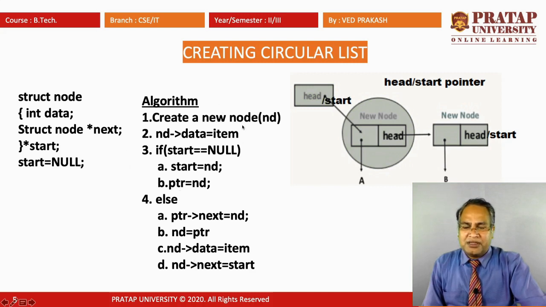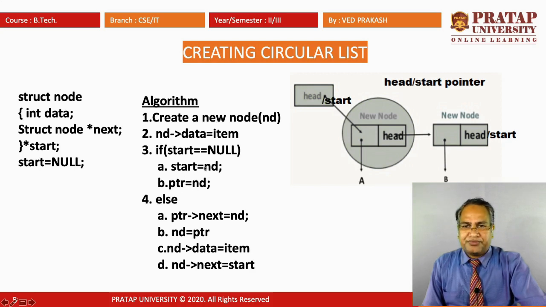Now, we learn the algorithm for creating a circular linked list. First, we have to create a new node that is denoted by the pointer ND, and when we create the new node, we always set the new node's data to an element or item. If start pointer is null, it means there is no node in the circular linked list. So, we first set start pointer to the newly created node ND, and we use the pointer variable PTR, which is used to process all elements or nodes of a circular linked list, and as we create the first node, we always set this PTR to the newly created node.